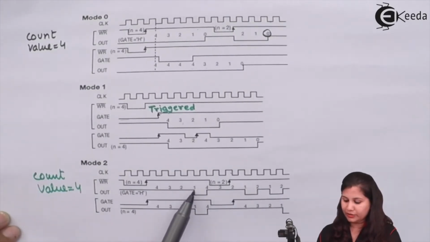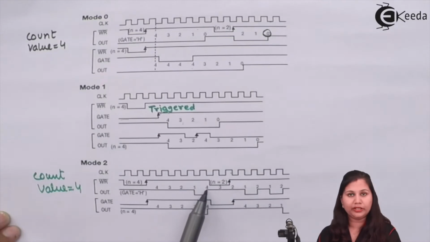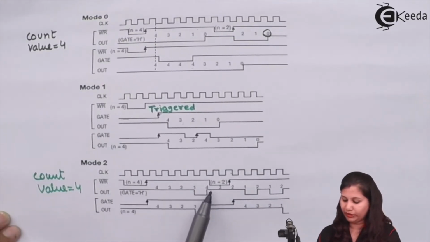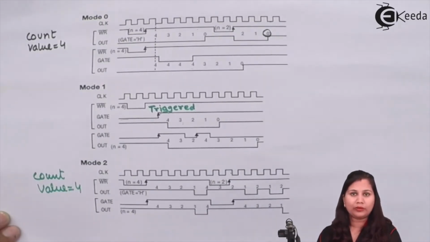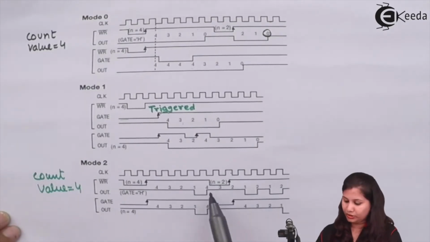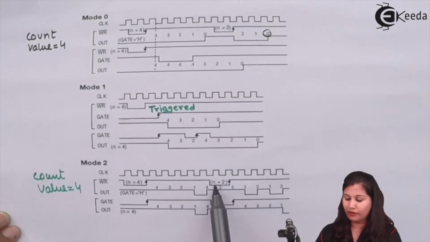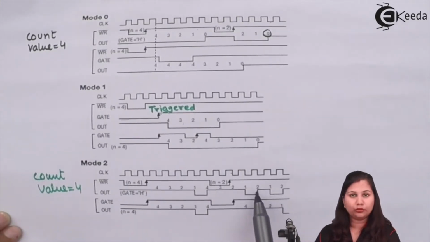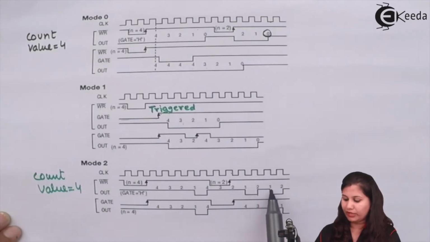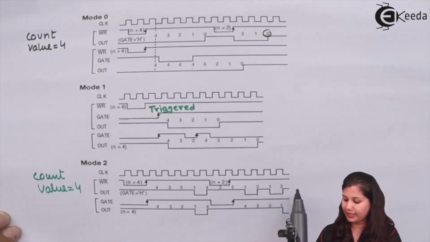Now when 1 is reached, the out signal will go low for 1 clock cycle, and again the count value will be loaded into the counter, means 4 will be loaded, and again the counting is going to start. So here the counting is 4, 3, 2, 1. Then again it will go low for 1 clock cycle. Now the new count value which was loaded is 2. So now the counter has become 2, and then 2, 1. When it has reached 1, then again it will go low for 1 clock cycle, and then again 2 will be loaded.